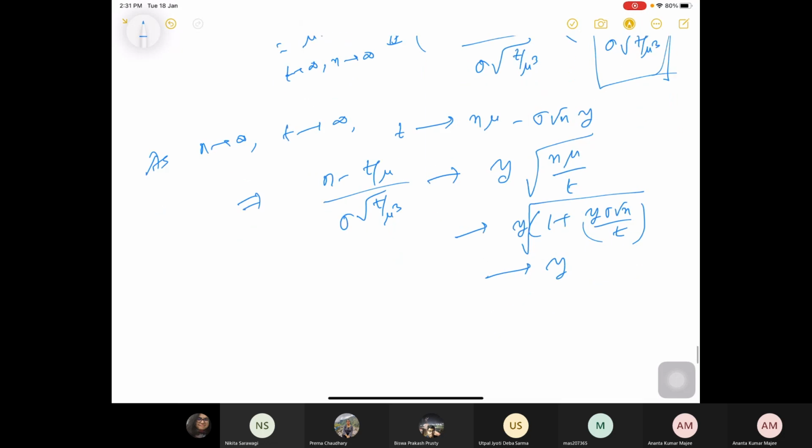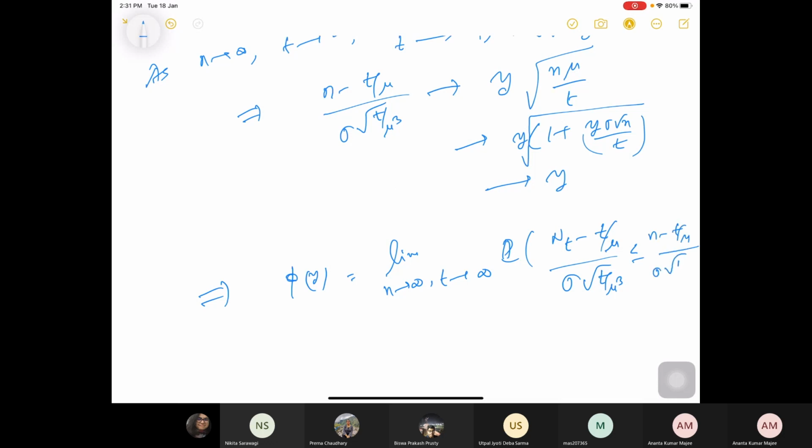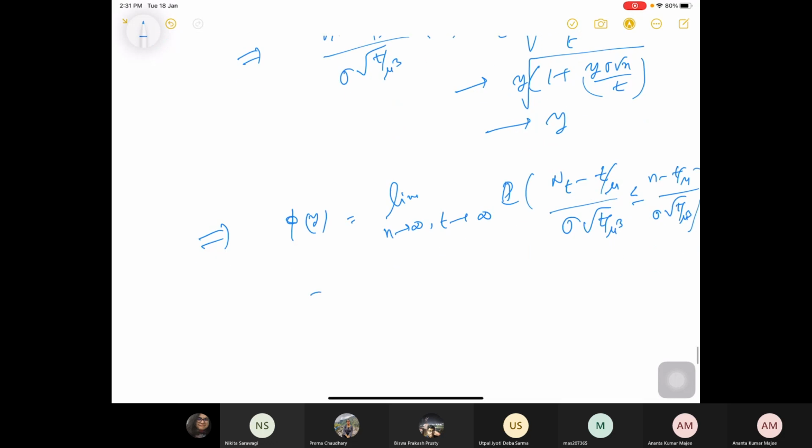Thus what I have, my phi of y, which is the limit n goes to infinity, t goes to infinity, probability of (nt minus t by mu) by (sigma root of t by mu cube) less than or equal to (n minus t by mu) by (sigma root of t by mu cube). This is the same as my limit t goes to infinity, probability of (nt minus t by mu) by (sigma root of t by mu cube) less than or equal to y. This is actually what I want to show.